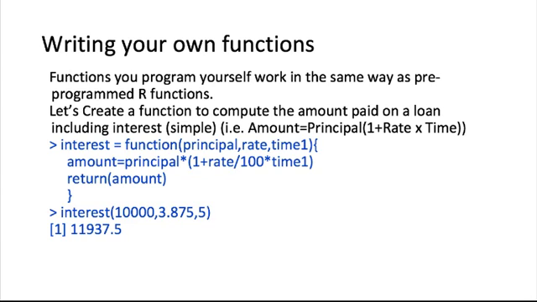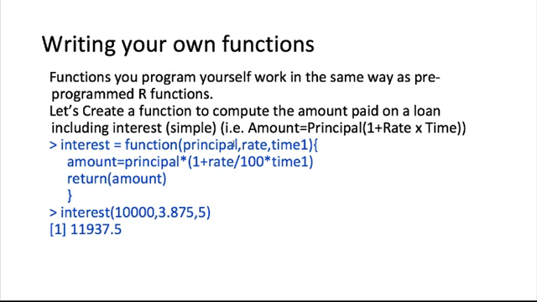So let's take the example of interest, right? So compute the amount paid on a loan, and this is just simple interest. So the amount, if we recall from some of our classes, is principal times 1 plus rate times time. That's how to compute the amount. So if we wanted to create our own function for interest, we could create a function, call it interest, equals, and then now we tell R we're going to specify a function here. And that function is going to have 3 arguments.